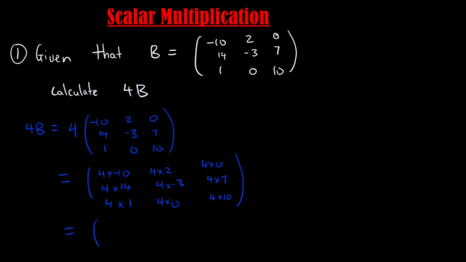And we will get negative 40, 4 times 14 gives us 56, 4 ones are 4. For the second column, we'll have 4 twos are 8, 4 times negative 3 is negative 12, and 4 times 0 is 0. 4 times 0 is 0, 4 times 7 is 28, and 4 times 10 is 40. So 4B is equal to that matrix.